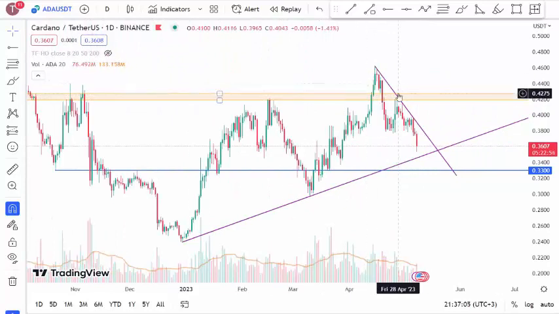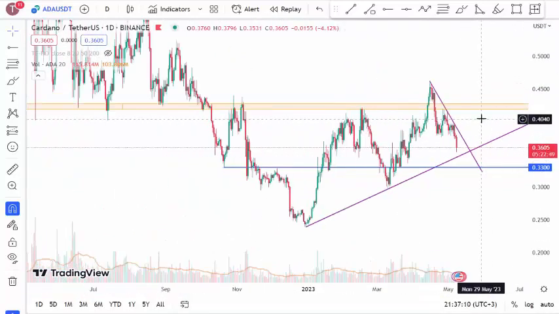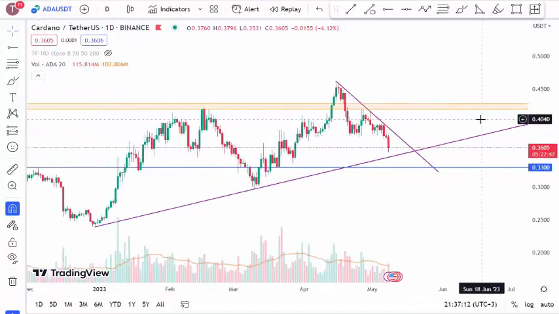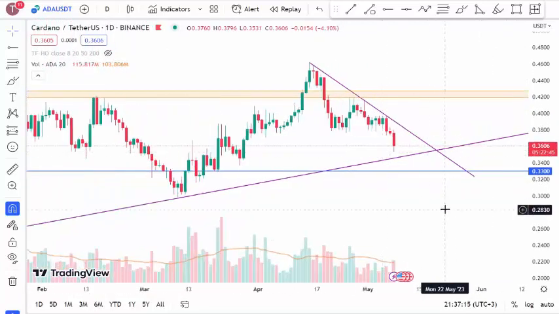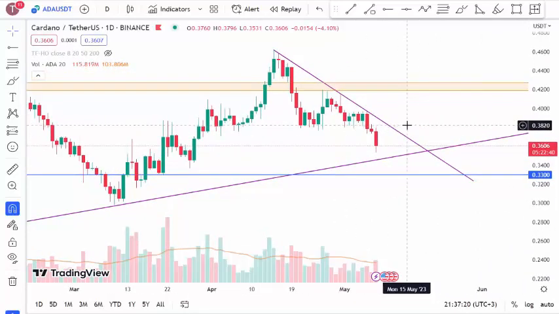Therefore, taking a significant position if the orange line is broken could be beneficial. Of course, as always, it is important to be cautious. These markets can be dangerous, so you need to make your own trading decisions.